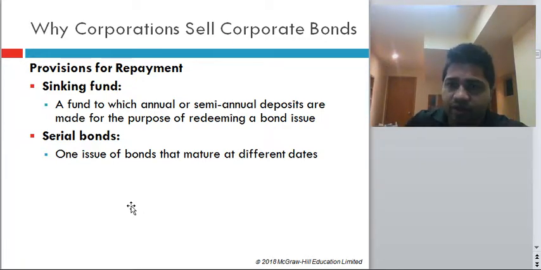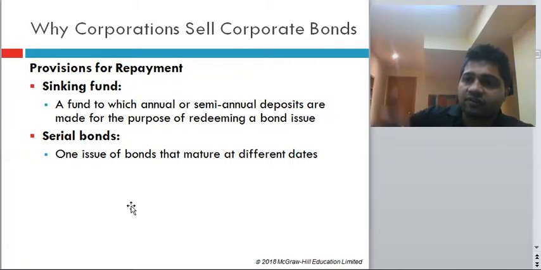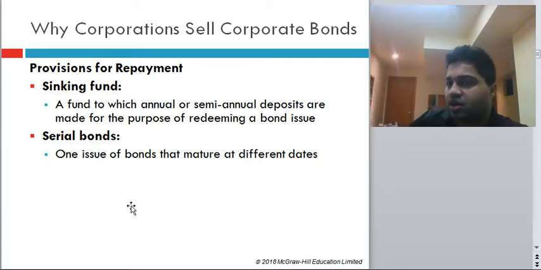Serial bonds are a series of bonds that mature at different dates. Mostly municipal bonds are issued this way. So every 5 years, a certain proportion of the bond matures. Let's say it's a 20-year offering: every 5 years, a certain proportion of the bond matures. Or if it is a 5-year offering, every year some part of the bond matures.